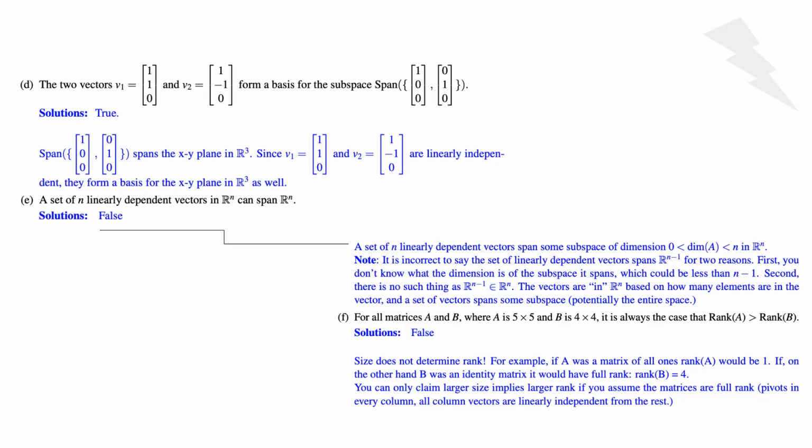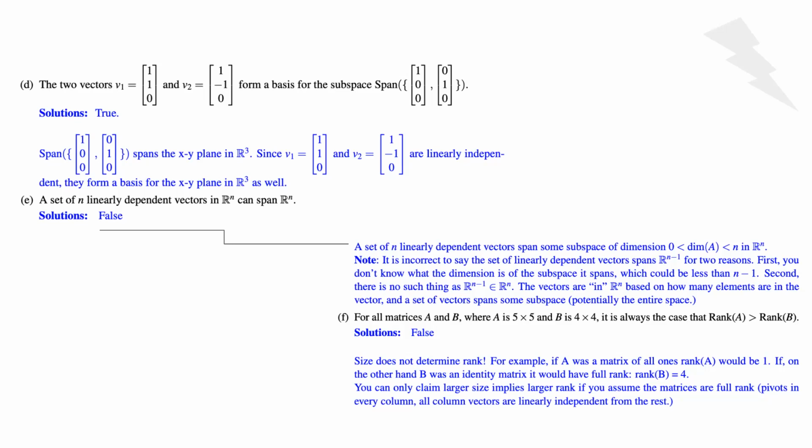Since our V1 and our V2 are linearly independent, we know that they also form a similar basis for the XY plane. The way you can determine that is you can manipulate both V1 and V2, or find linear combinations of V1 and V2 that equal these basis vectors.